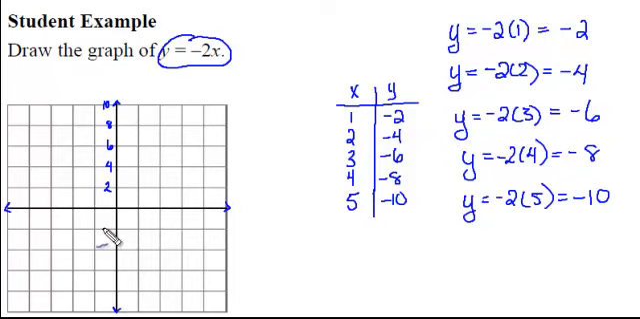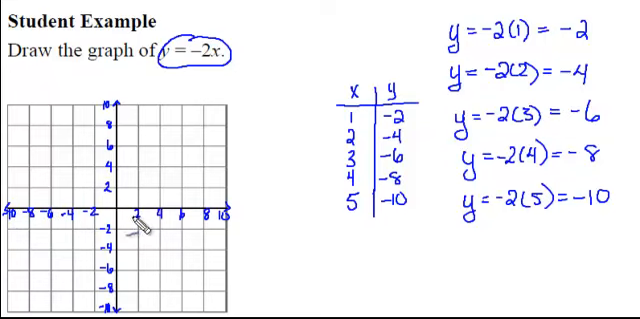Counting downwards, negative 2, negative 4, negative 6, negative 8, negative 10. To the right, 2, 4, 6, 8, 10. And counting downwards to the left, negative 2, negative 4, negative 6, negative 8, negative 10.